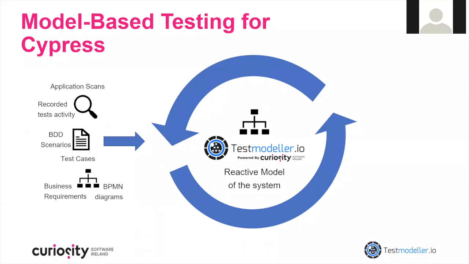Same with manual test cases. We work with an awful lot of companies who have got legacy ALM, or they've got manual tests in some kind of newer system like X-Ray or Zephyr in Jira. You can bring in those existing test cases, and you can create a model from them.